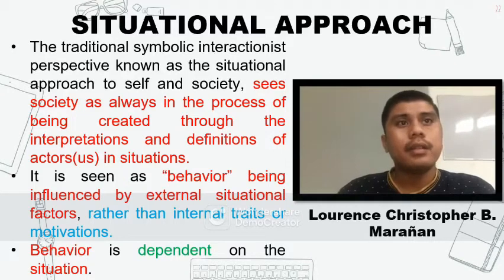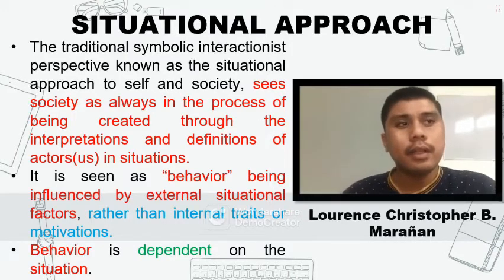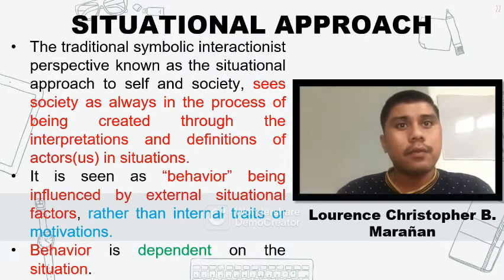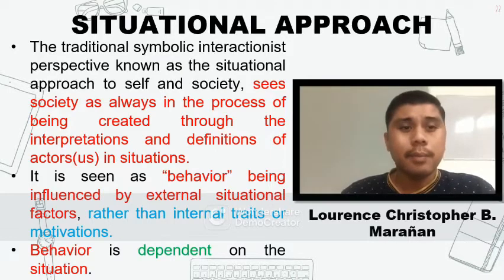By definition, the traditional symbolic interactionist perspective known as the situational approach to self in society sees society as always in the process of being created through the interpretations and definitions of actors in situations. So to sum it up, people behave very differently depending on their situation. This theory denotes that it is hard to predict someone's behavior based off just one situation, since that situation is not going to predict how they'll act in another situation. So, depending on the situation, their behavior may change.